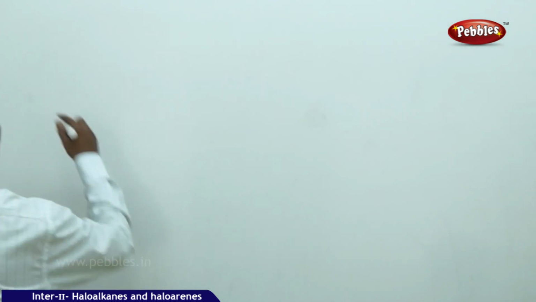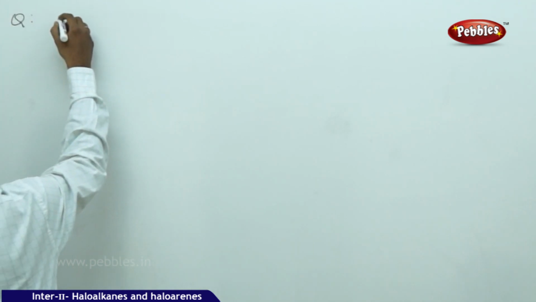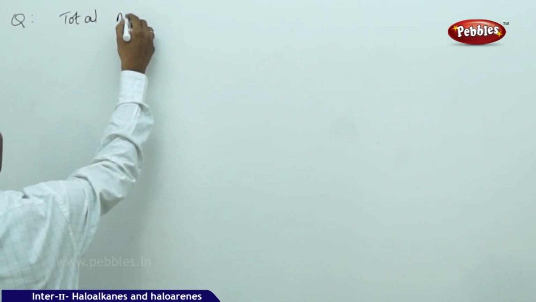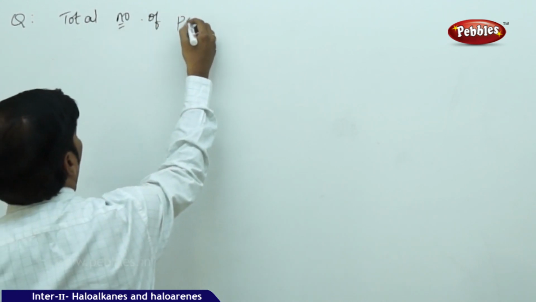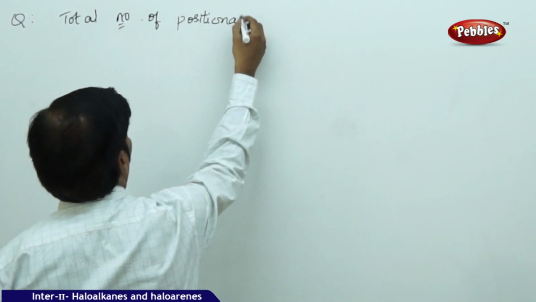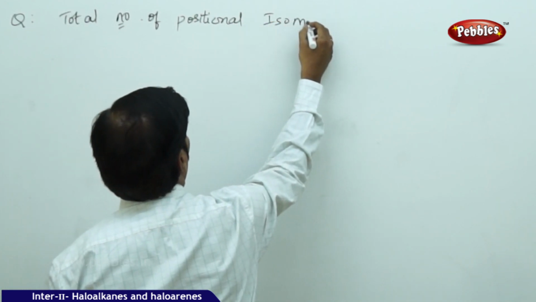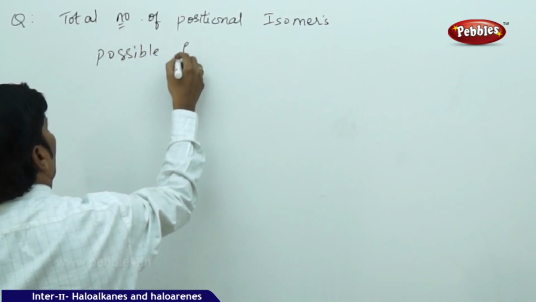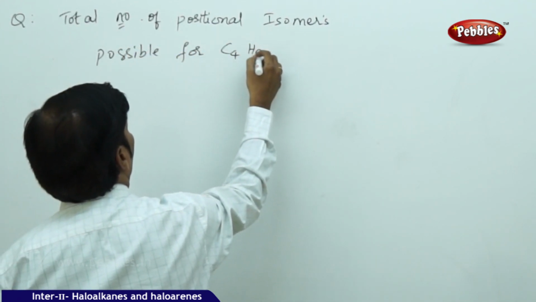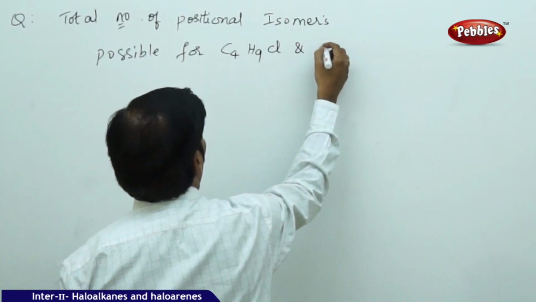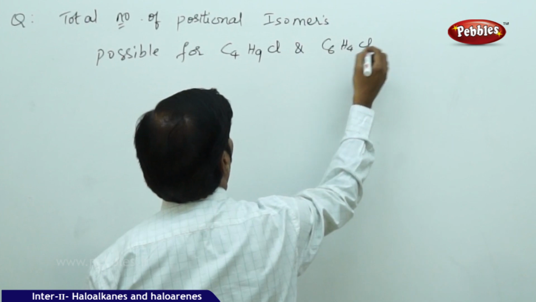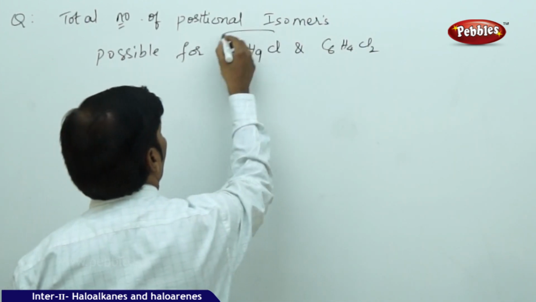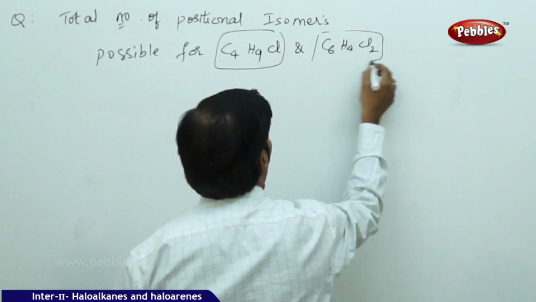So let us try to understand positional isomerism in alkyl halides by taking one sample illustrative question. One question I am going to create on the spot. Total number of positional isomers possible for C4H9Cl and C6H4Cl2. So these are the two compounds in which we want to create positional isomers.